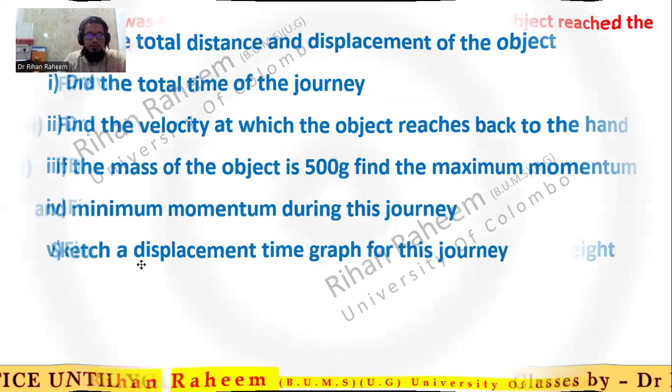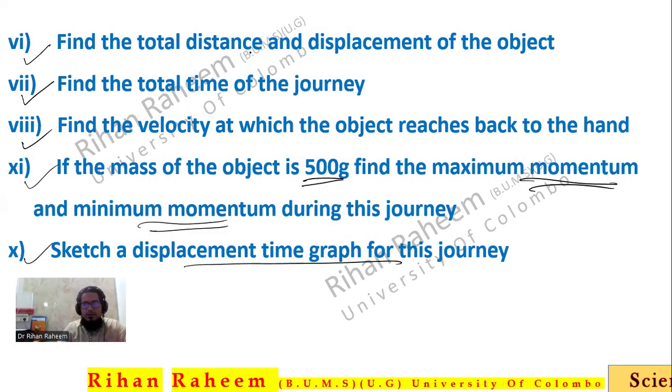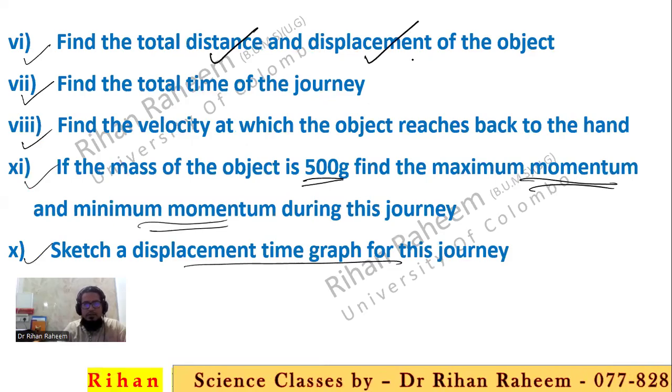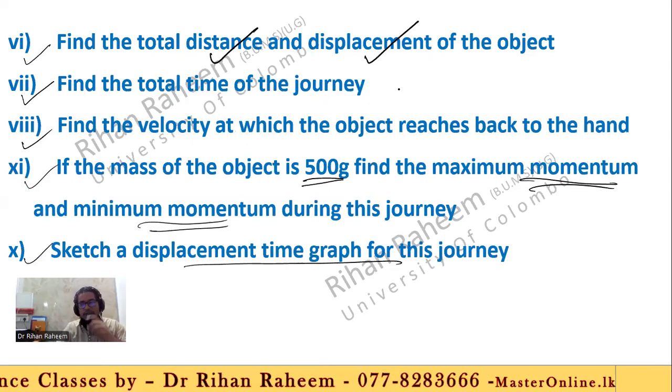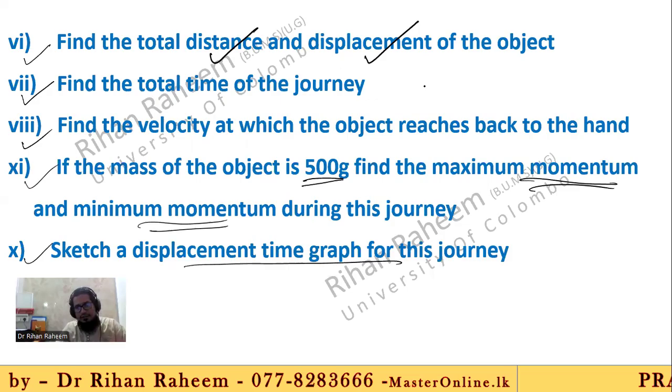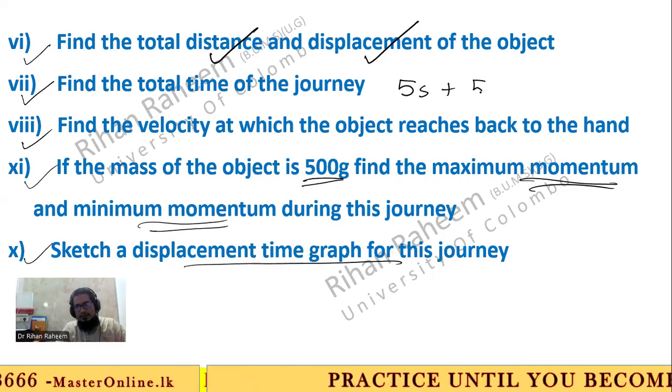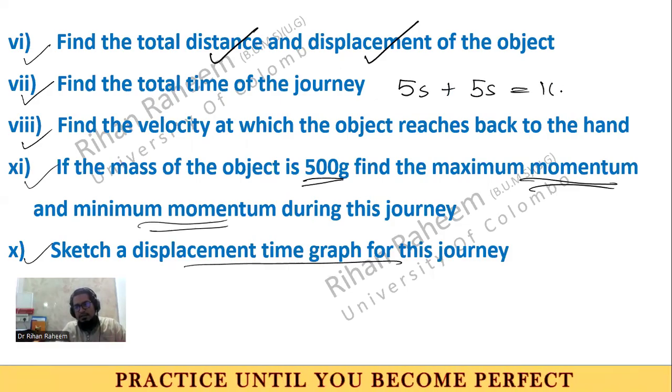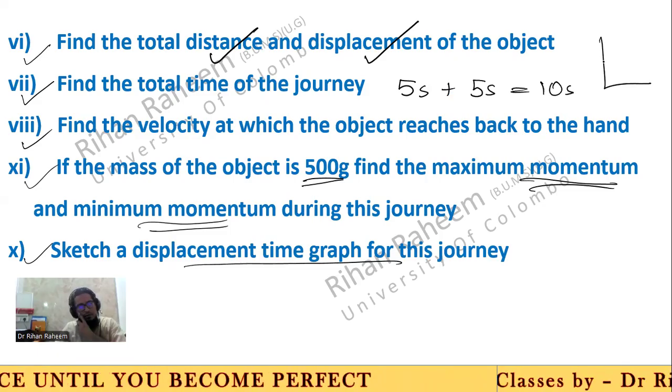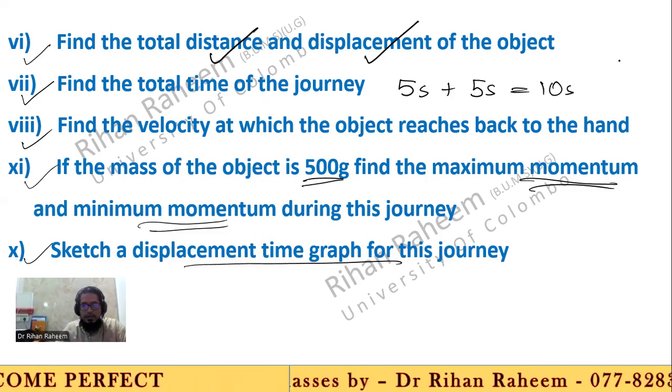Then find the total distance, 125 found. And the displacement, 0 found. Find the total time of the journey. If it takes 5 seconds to go up, it will take 5 seconds to come down. Total is 10 seconds. Already in the graph we drew, no? 10 seconds is the total time.